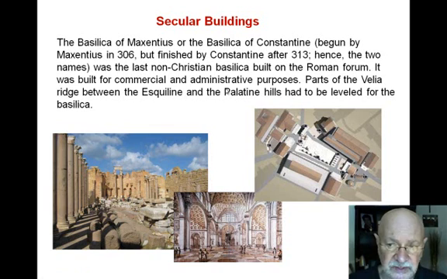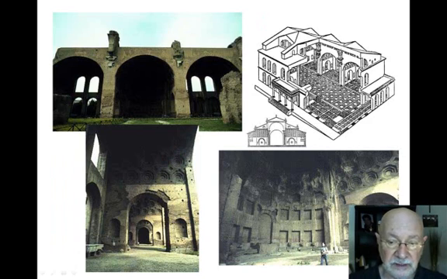Parts of the Velia Ridge, which is a geographic area between the Esquiline Hill and the Palatine Hills of Rome, had to be leveled for the basilica. These are the ruins today of the Basilica of Constantine. This is an aerial view of how large it was, and here is a drawing of what it looked like inside. Here is some more. This is immense to this day. Look at this. Look at here, the inside here, the part of the apse, part of the aisle. It's incredible.